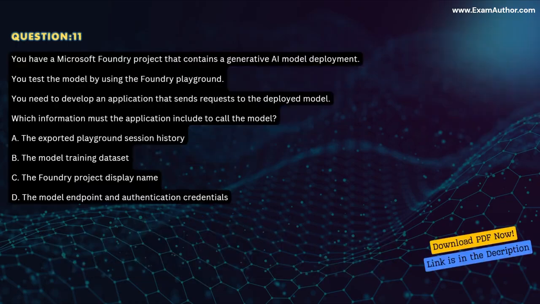Question 11. You have a Microsoft Foundry project that contains a generative AI model deployment. You test the model by using the Foundry Playground. You need to develop an application that sends requests to the deployed model. Which information must the application include to call the model? A. The exported Playground session history. B. The model training dataset. C. The Foundry project display name. D. The model endpoint and authentication credentials.